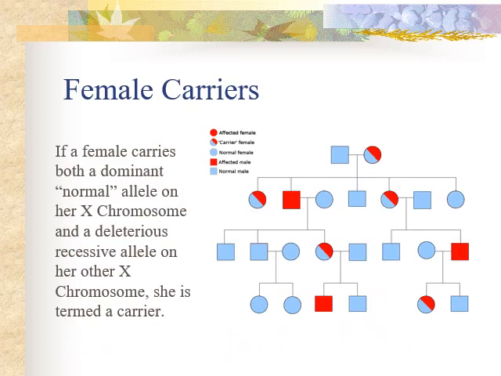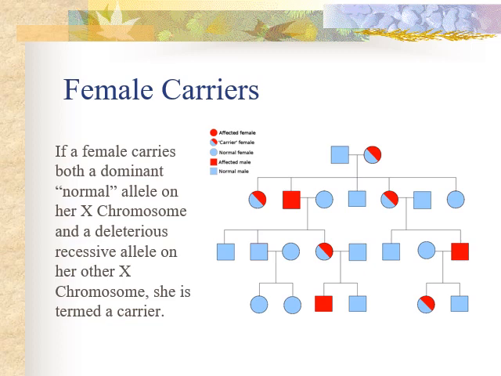Females, women, for many X-linked genes, might be termed carriers if they have a defective allele, but they are not displaying that defective allele. So they've got an X big A, normal, and an X little a, abnormal. They are phenotypically normal, but they are carrying the allele.